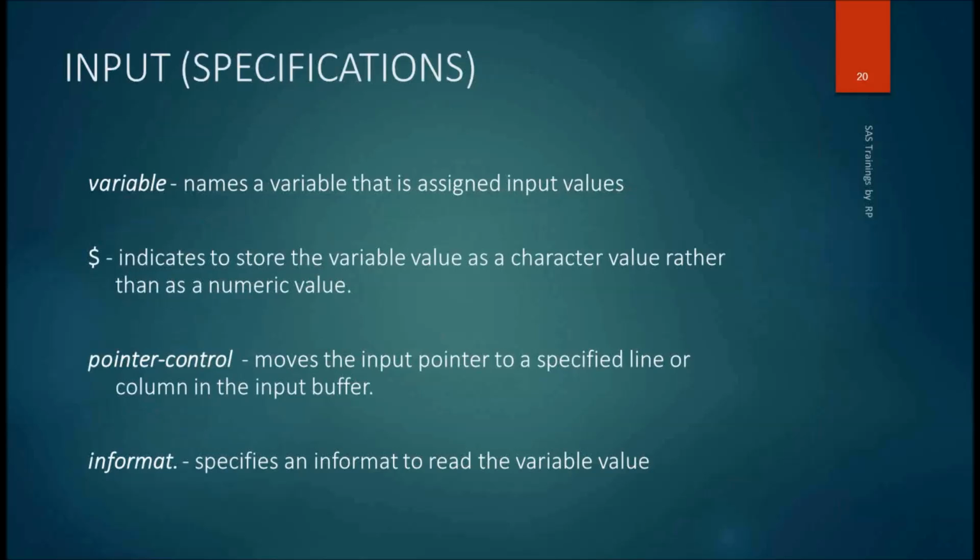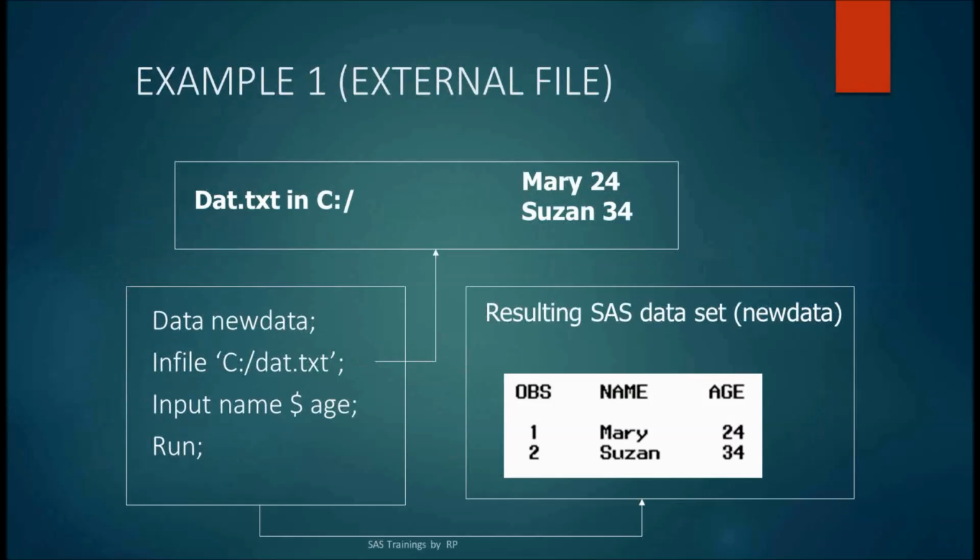A pointer control moves the input pointer to the specified line or column in an input buffer. And you can mention an informat. It specifies an informat to read the variable values. So this is an example of the infile statement. If you see the code, it looks like this.